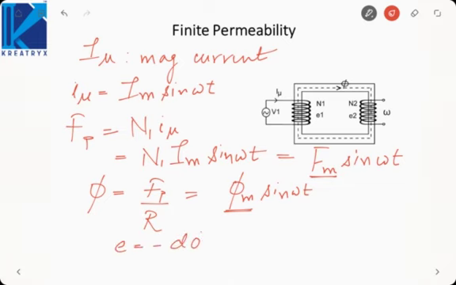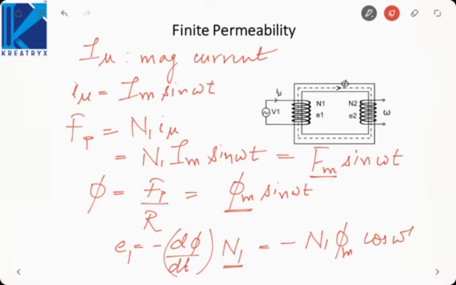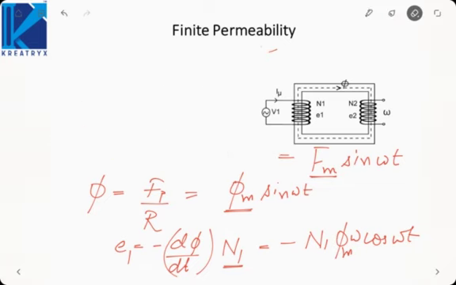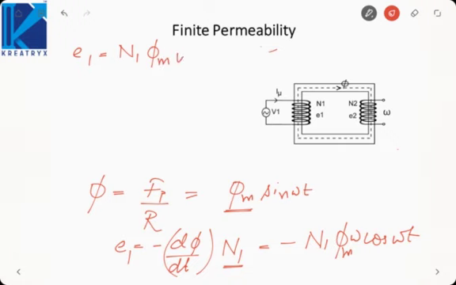Lenz's law is EMF equal to minus d phi by dt into number of turns. So if we are finding the primary EMF, we will take N1 number of turns. So it will be minus N1 phi m cos omega t into omega, that is minus N1 phi m omega cos omega t. If we want to write this in terms of sin omega t, EMF is equal to N1 phi m omega sin of omega t minus pi by 2.